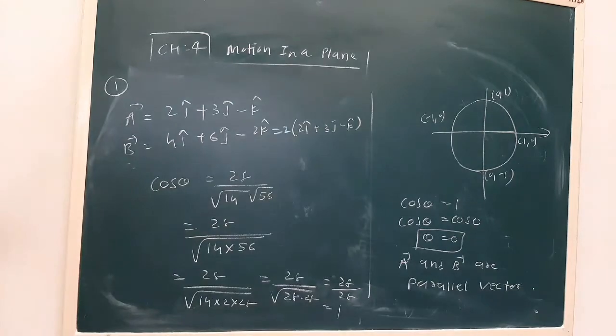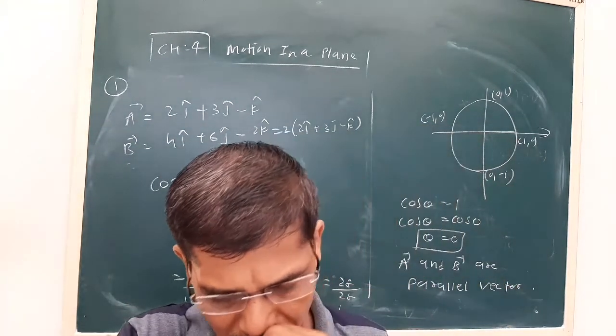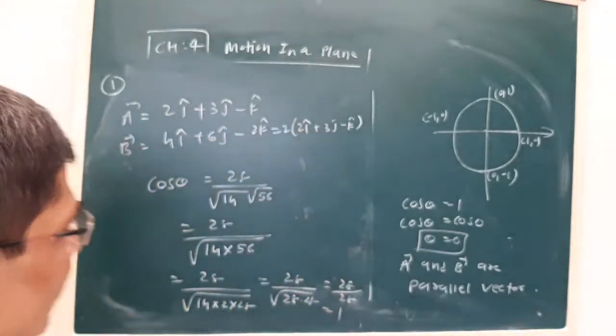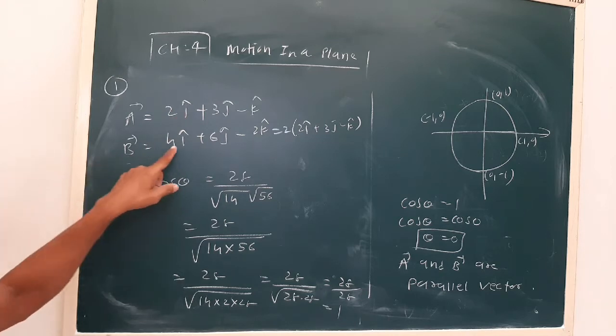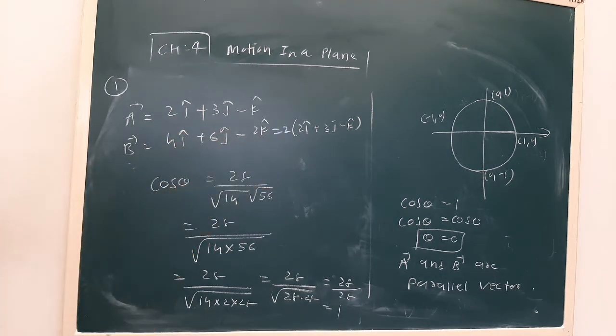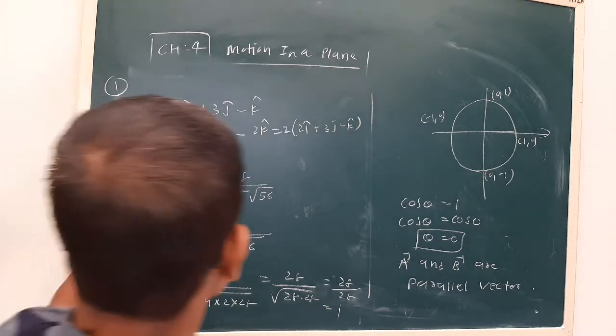In a 1 mark MCQ you would not like to do this much longer method. Then we have to analyze the question. So what we have done: what I observed is that if I take 2 common, it is similar to A only. So B is equal to 2A. That means it is a parallel vector. So this is how we can solve. Now see our next question.